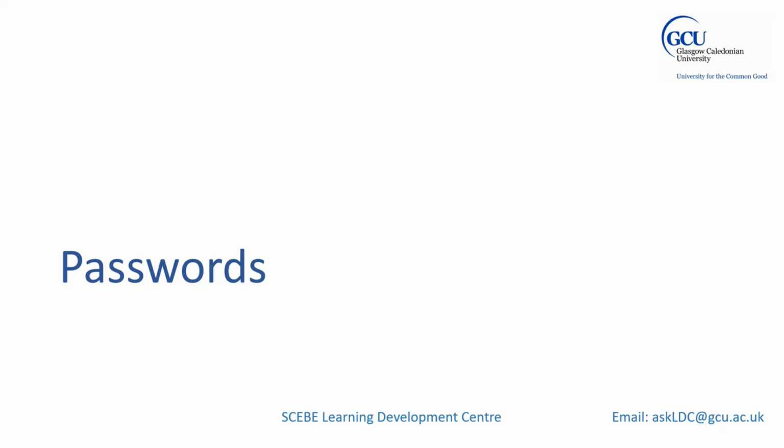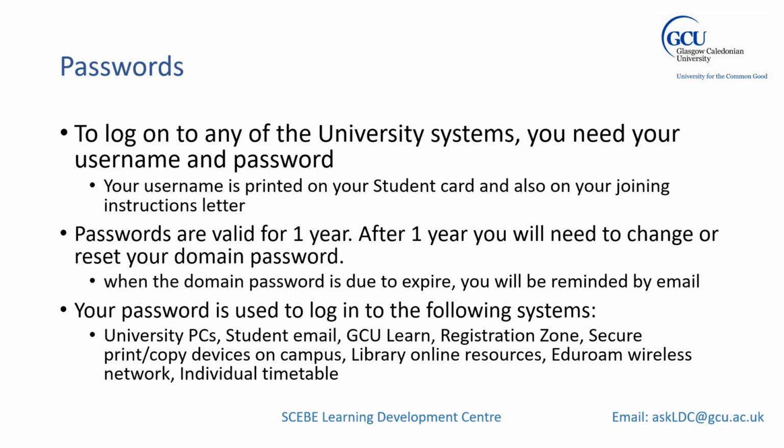Well, passwords. To log on to any of the university systems, you need your username and password. Your username is printed on your student card and also on your joining instructions letter. Passwords are valid for 1 year, and after 1 year you need to change or reset your domain password, but you will get an email to remind you. The password is used to log into the following systems: university computers, student email, GCU Learn, the registration zone, secure print copy devices on campus, library online resources, Eduroam wireless network, and your individual timetable.